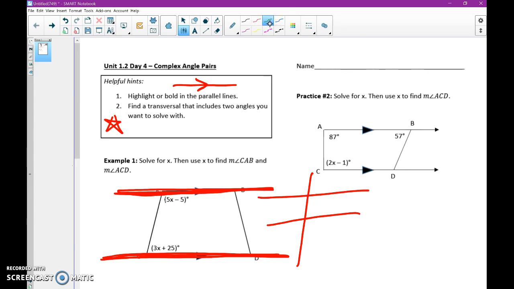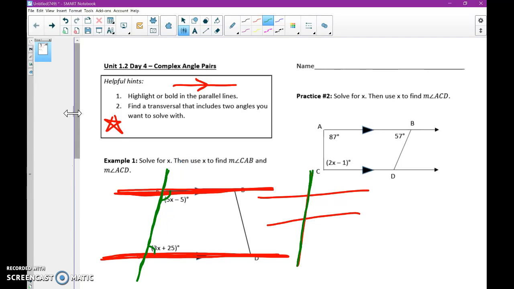Now, I also need to find a transversal that includes the two angles I want to solve with. What I mean is I need a line that cuts through and uses this angle and this angle. Transversal is just another name for this line, this green one I'm bolding in, that cuts across the other two parallel lines. So my choices are either AC or BD. Well, obviously, since I want to include these two angles, I have to use this one. Otherwise, I'm not going to actually use those angles. That's kind of a problem.